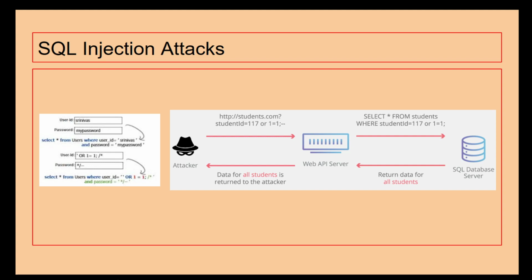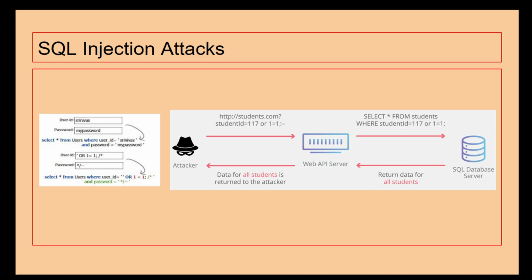So we can see here on the right hand side we've got someone trying to attack an SQL server database, and we can see that the link going in, students.com student ID equals 117 or 1 equals 1, because 1 is always going to be equal to 1, it's always going to evaluate to true. So at which point then, because it's true, you've got the access, you can then say select everything from students, where student ID equals 117 or 1 equals 1, which is then going to return all the information for the students.